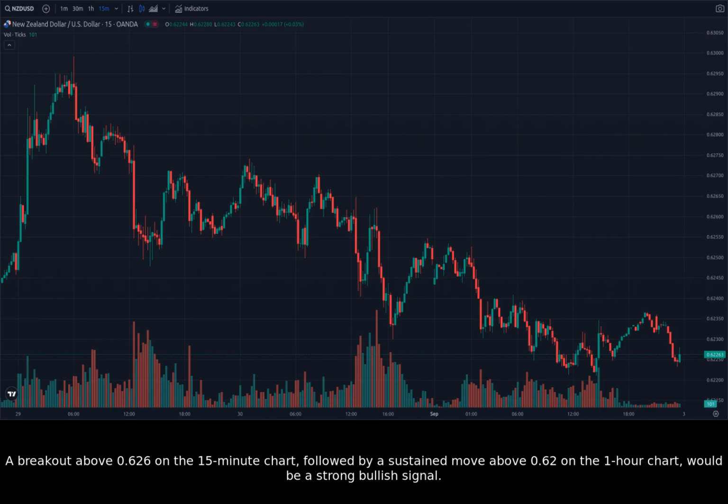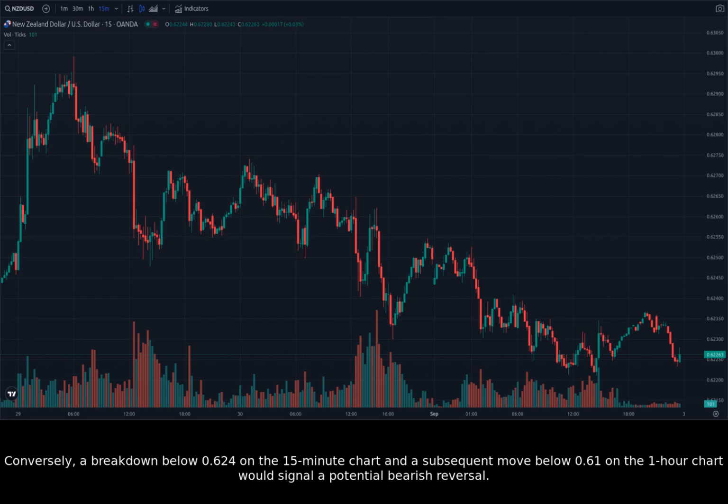A breakout above 0.626 on the 15-minute chart, followed by a sustained move above 0.62 on the 1-hour chart, would be a strong bullish signal. Conversely, a breakdown below 0.624 on the 15-minute chart and a subsequent move below 0.61 on the 1-hour chart would signal a potential bearish reversal.